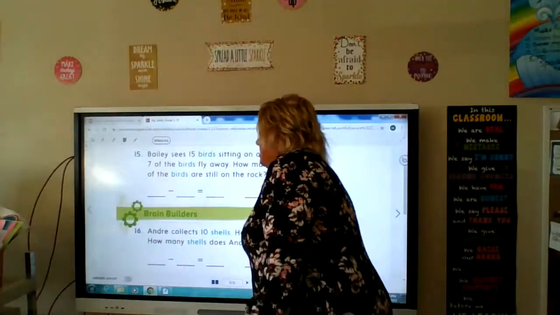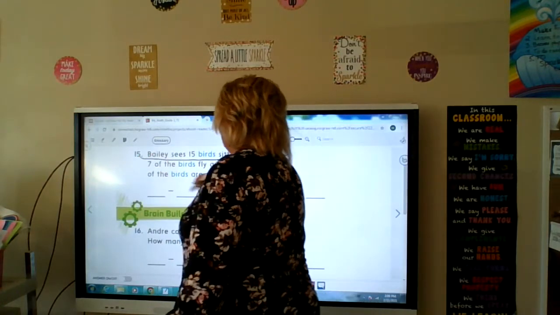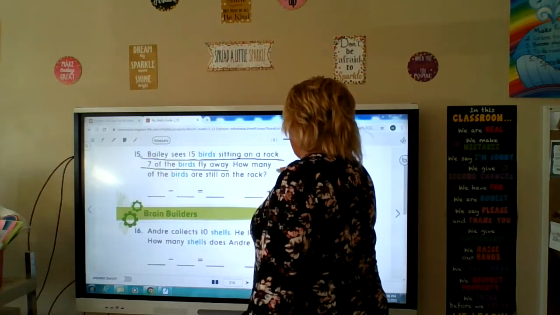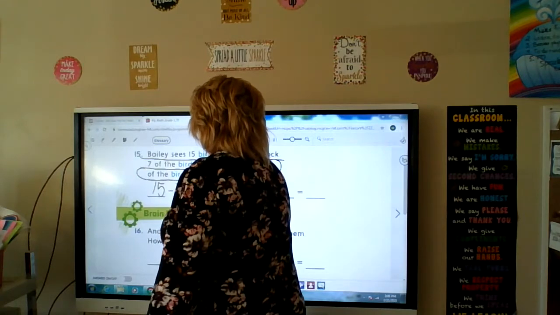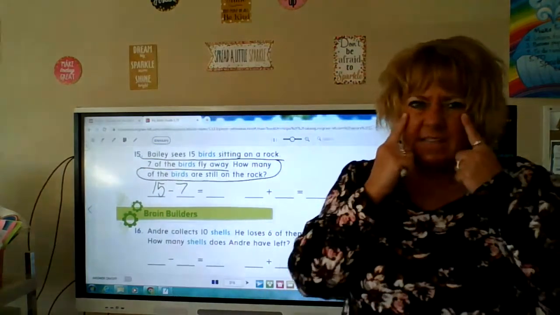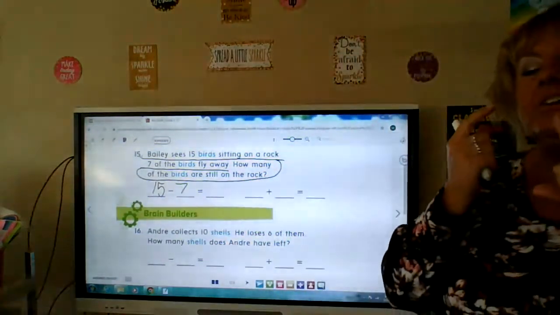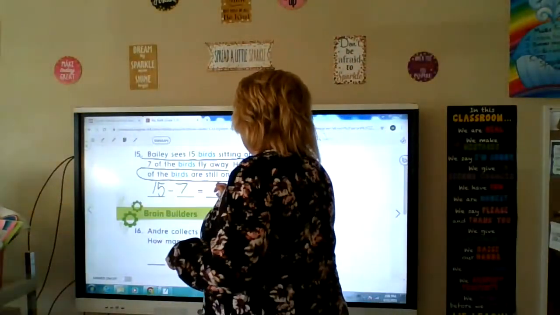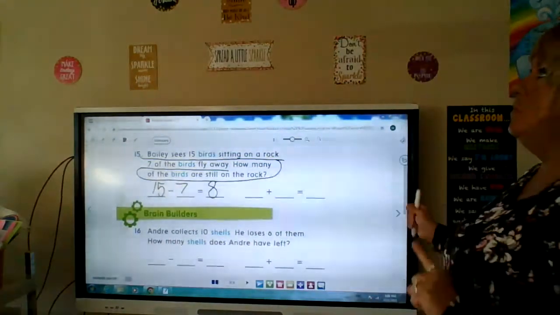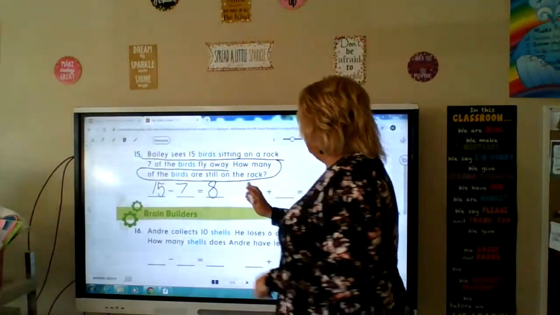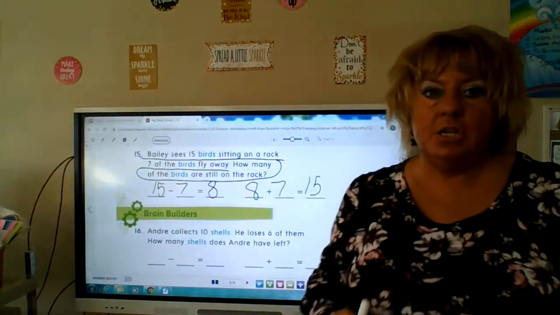Okay, here we go. Remember, we underline what we know. Bailey sees 15 birds sitting on a rock. 7 of the birds fly away. How many of the birds are still on the rock? 15 minus 7. What plus 7 is 15? 7 plus 7 is 14. So 7 plus 8 is 15, so 15 minus 7 would be 8. How can I check it? Is 8 plus 7 15? You bet.